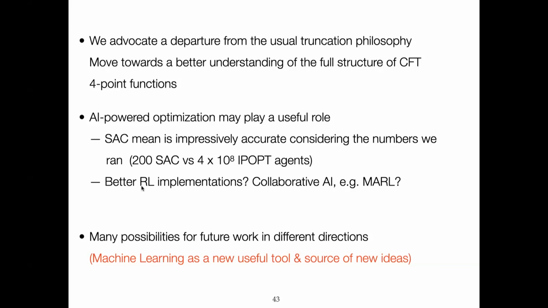This motivates better reinforcement learning implementations in optimization, but you can also imagine more sophisticated things like collaborative AI, so-called multi-agent reinforcement learning, which is popular in robotics because, when you have a collective of robots, you want them to communicate and learn together. So the question is whether a similar implementation here will be able to learn much more efficiently the landscape of configurations.